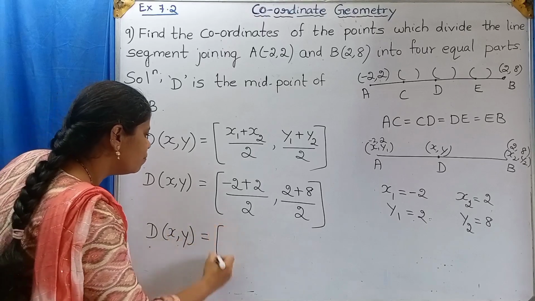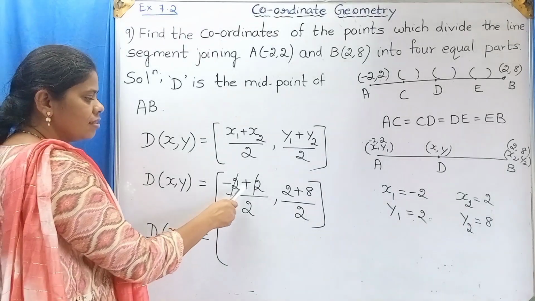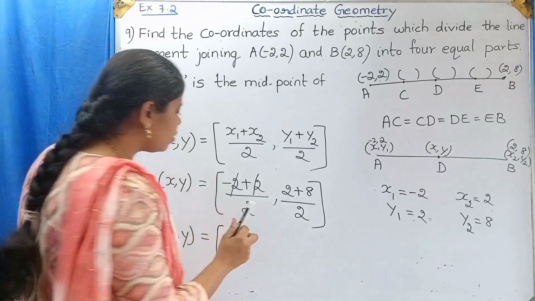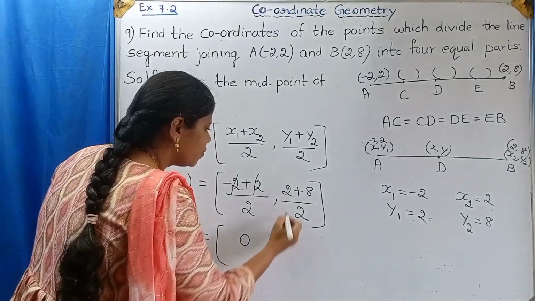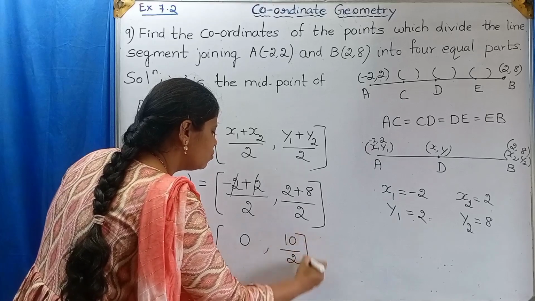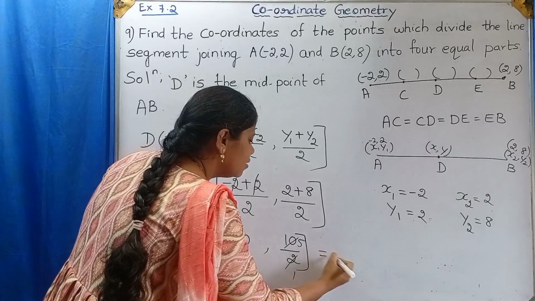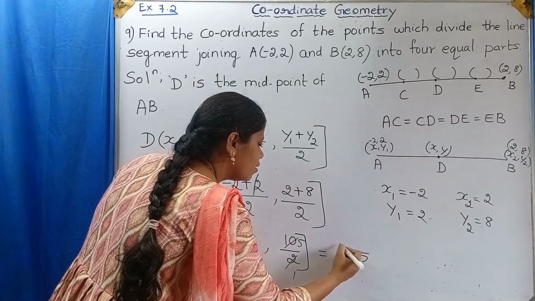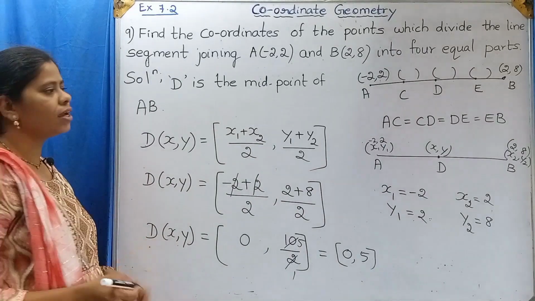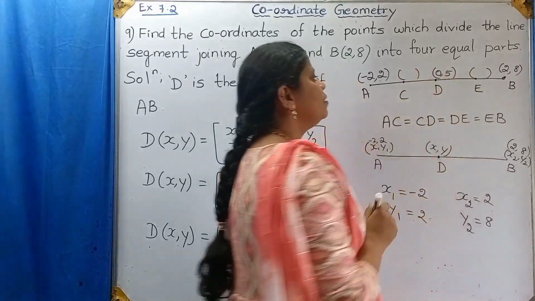D(x, y) is equal to, -2 plus 2 will get cancelled, that is 0 divided by 2. 0 divided by 2 is 0, comma. 2 plus 8 is 10. 10 divided by 2, that is 2 ones are 2, 2 fives are 10. That is (0, 5). (0, 5) is the coordinate of the point D.